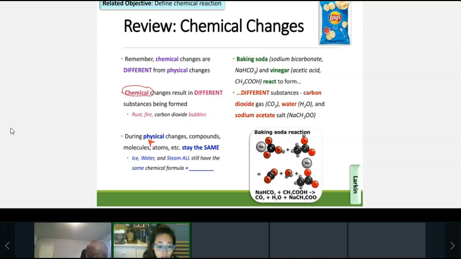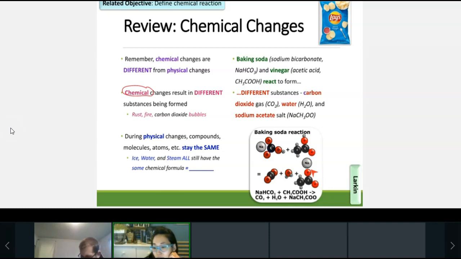Now, during physical changes, though, everything chemically stays the same. So, for example, ice, water, and steam, even if they change into each other, are all still chemically what? So whether we're freezing or boiling, tell me in the chat. This is all still chemically what? What letters and number combination represents the formula for water, ice, and steam? They're all still what?